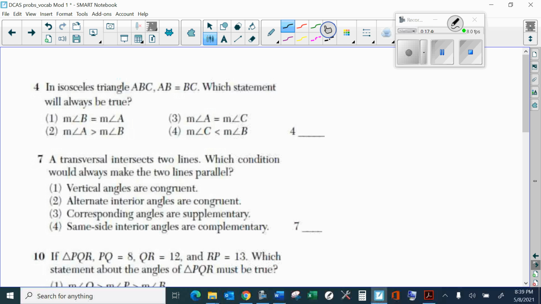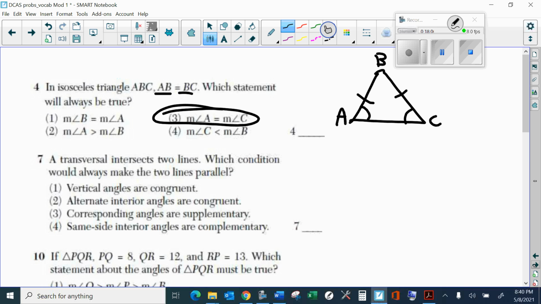In isosceles triangle ABC, the one they have in common is B, so the vertex has got to be B, with A and C. Which statement must always be true? Angle A is congruent to angle C.